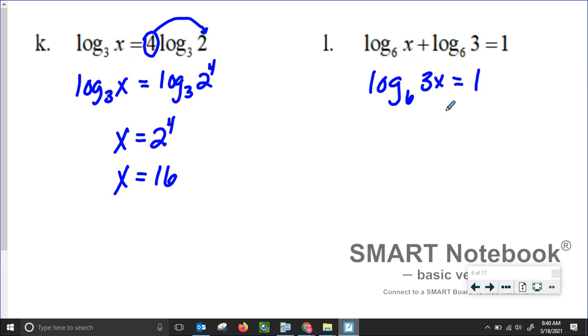Now we can write this in exponential form using our definition of logarithm. So this would be 6 to the 1st power is equal to 3x. Of course, 6 to the 1st power is just 6. We can divide both sides by 3. So x is equal to 2.